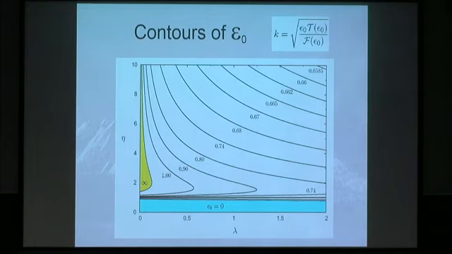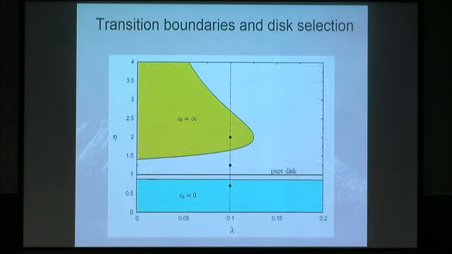All right, so here are the contours of epsilon 0. Remember, k is the square root of epsilon 0, tau of epsilon 0 over f of epsilon 0. And here are all the values of epsilon 0 everywhere in the regime diagram, except for this blue region and the yellow region. In the blue region, epsilon 0 is 0, and in the yellow region, it's infinite. All right, so here are the transition boundaries, and now I'm going to use this to select some values to make disks and to perform an experiment.